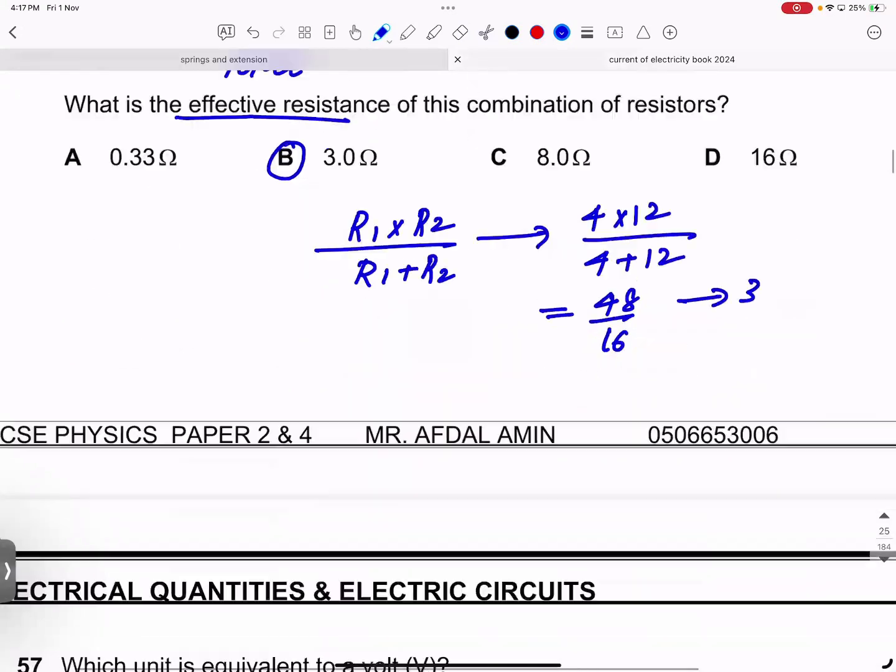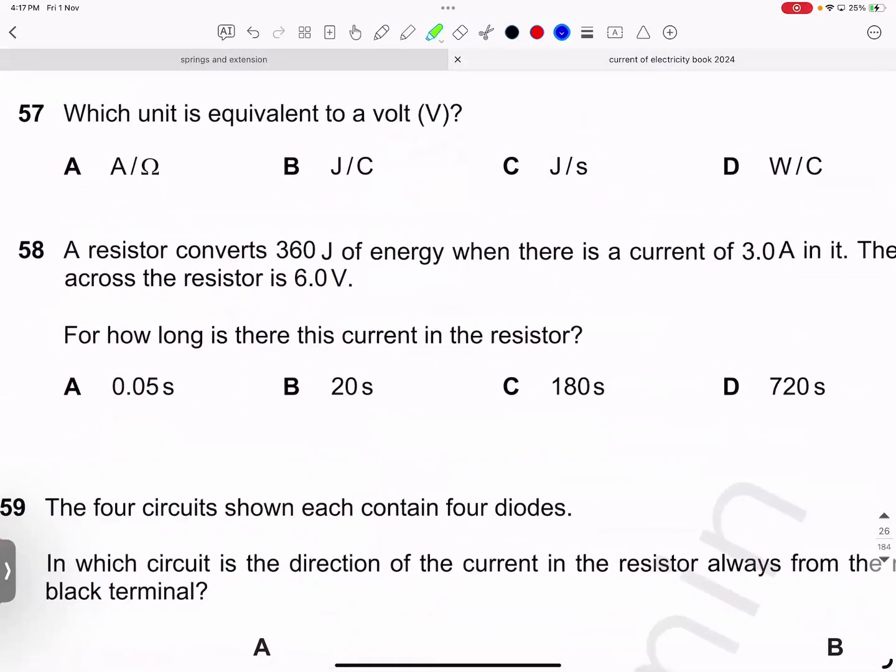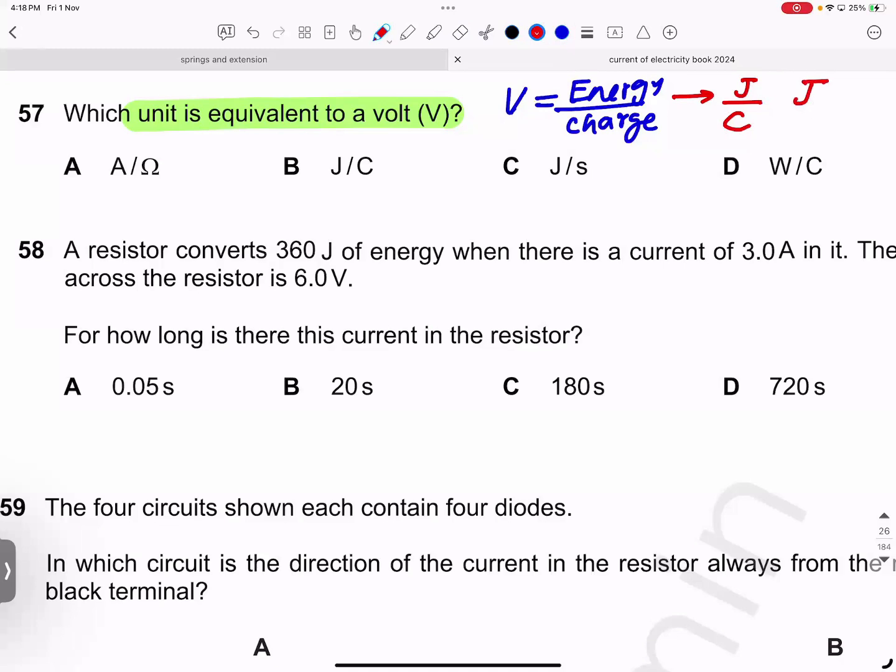Question number 57. What is equivalent unit to the volt? Volt is the unit for potential difference or EMF, which is defined as amount of energy supplied per unit charge. Energy unit is joules. Charge unit is coulombs. So 1 volt is equal to joules per coulomb. Option is B.